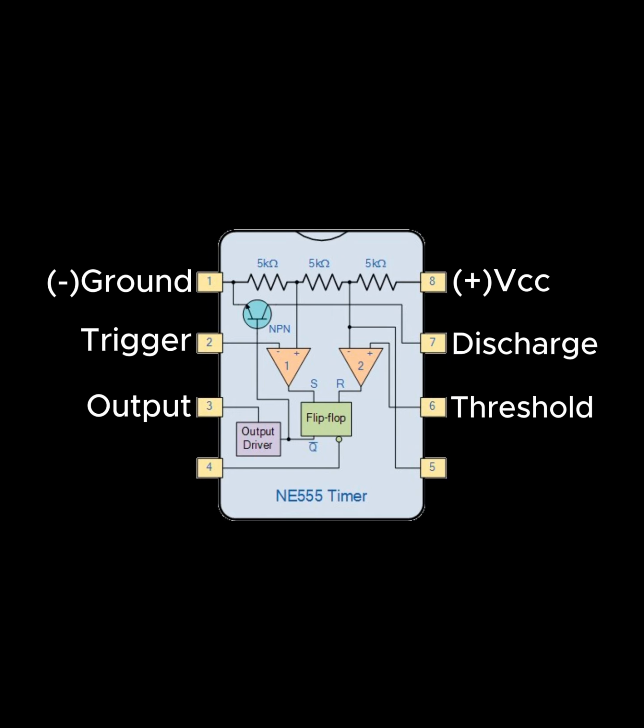Pin 7 is the discharge output. When the voltage across the timing capacitor exceeds the threshold value, the timing capacitor is discharged through this pin. Pin 4 is the reset input. A low voltage applied to the reset pin will cause the output pin 3 to go low. This input should remain connected to VCC when not used. Pin 5 is the control voltage pin. It is used to control the threshold voltage on pin number 6. When not in use, it is recommended to connect it to ground via a 0.01 microfarad capacitor.